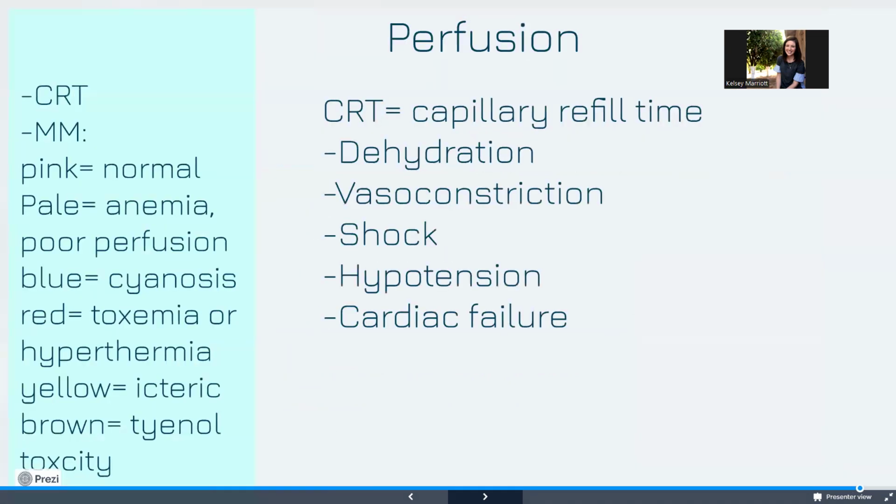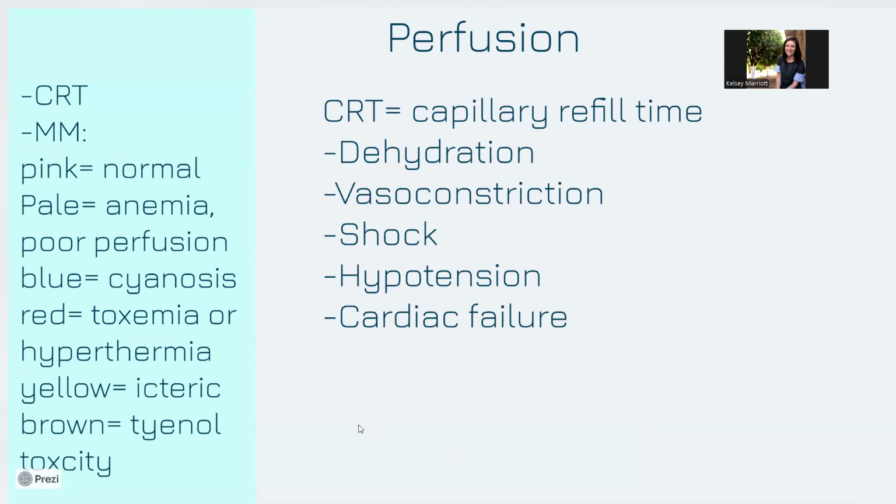So when we talk about our perfusion, this is how we also see our CRT, our capillary refill time. This is how we check our mucous membranes. Are they pink, which is normal, or are they pale, which can mean they're anemic? This is telling us we have some poor perfusion. Are they blue because they're cyanotic? They're red because of toxemia or they're hypothermic. And of course, yellow, icteric. Are we seeing some issues with kidney disease? Also brown for toxicity. So we use that CRT to check a lot of things with our perfusion.